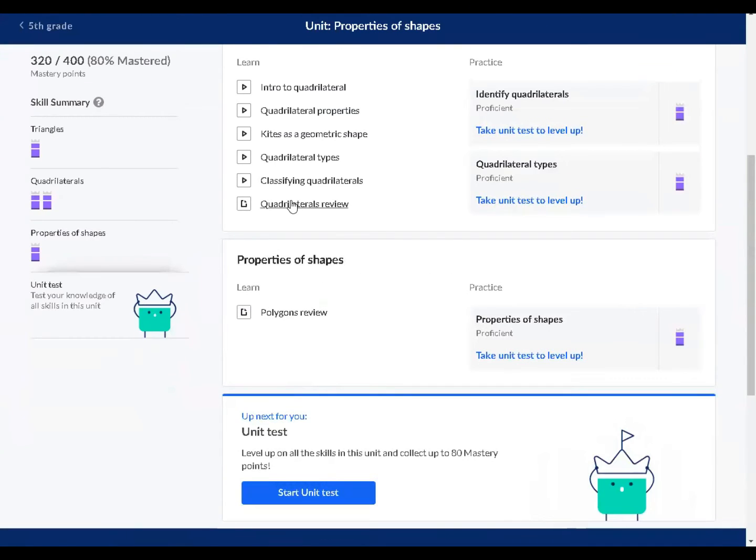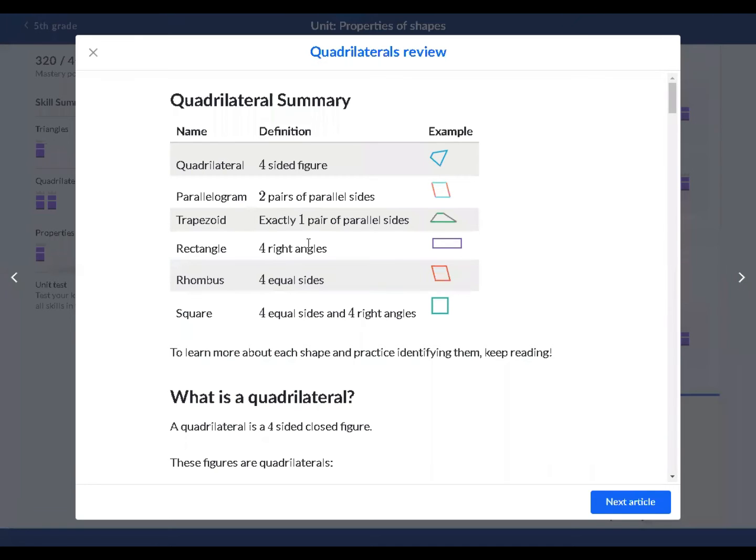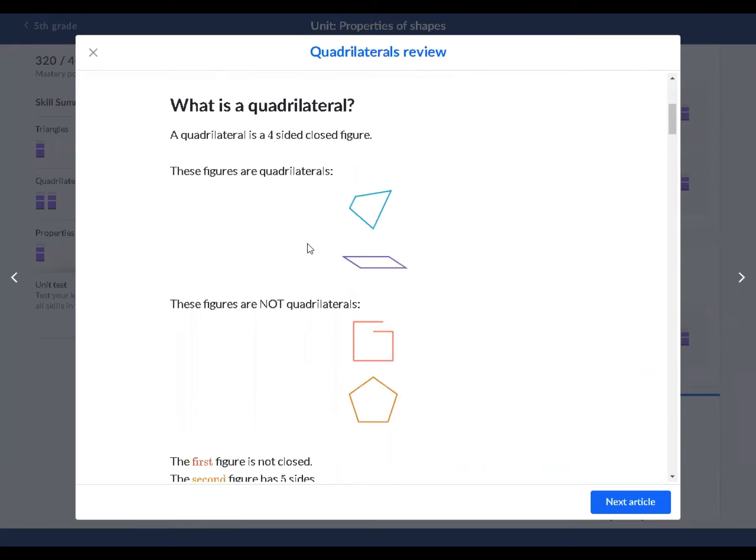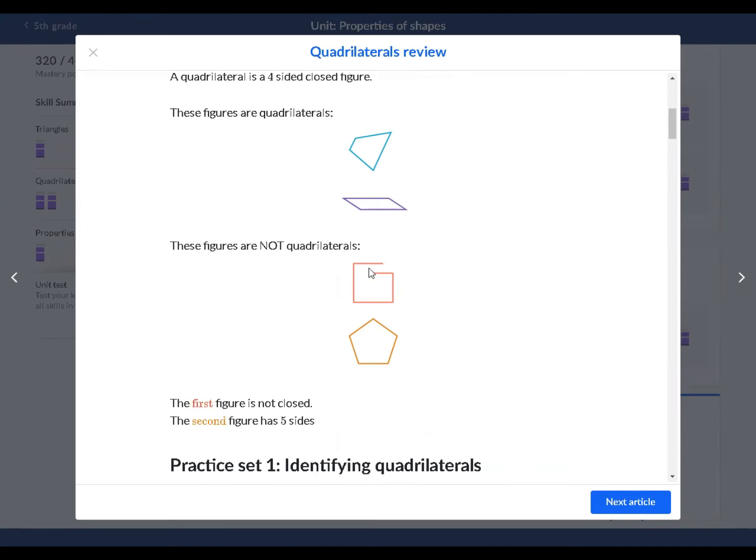So before that, let's have a little review on quadrilaterals. So what is a quadrilateral? A quadrilateral is a 4-sided closed figure. These figures are quadrilaterals. These figures aren't quadrilaterals because this one is an open figure, and this one has 5 sides.